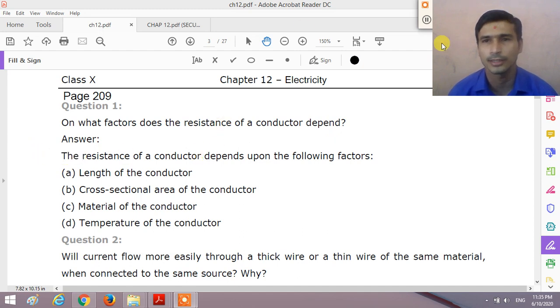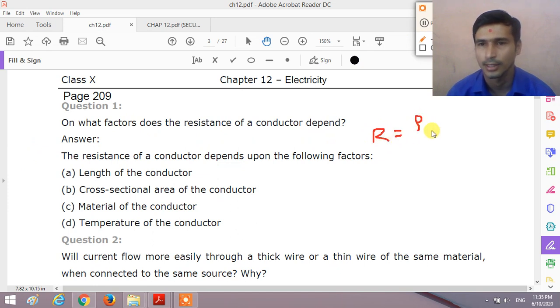So dear students, we know the formula R is equal to rho L divided by A, right? Here R is the resistance of the conductor, rho is the resistivity of the conductor, L is the length of the conductor, and A is the cross section area of the conductor.